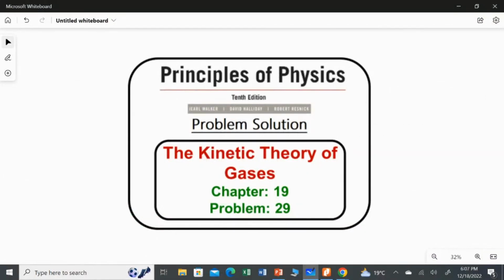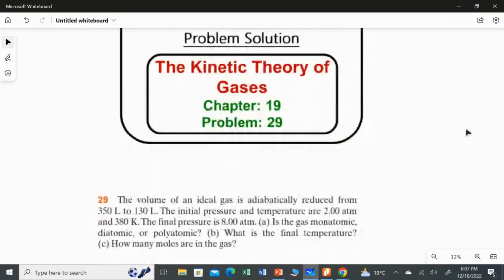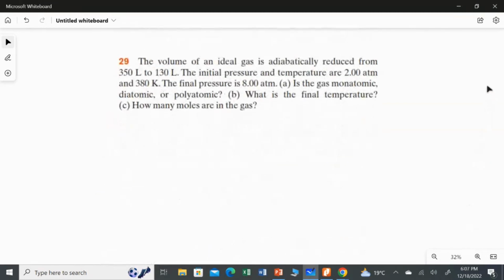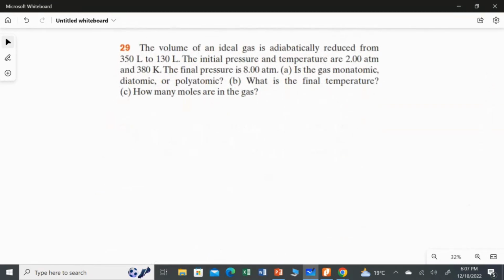In this video, I am going to solve problem 29 from chapter 19. The volume of an ideal gas is adiabatically reduced from 350 liters to 130 liters. The initial pressure and temperature are 2 atm and 380 Kelvin. The final pressure is 8 atm.